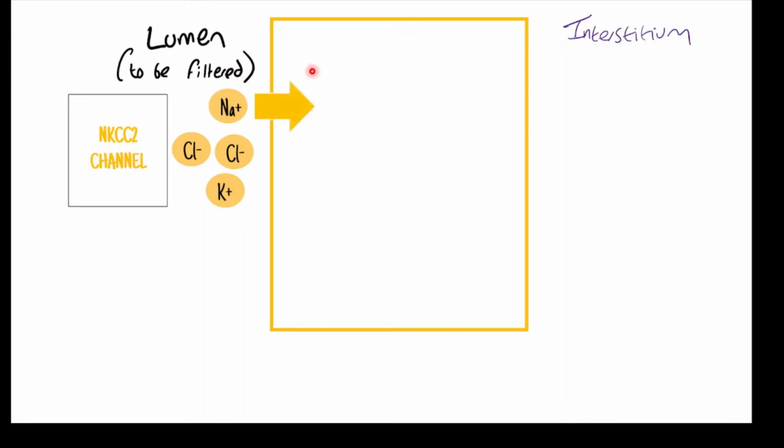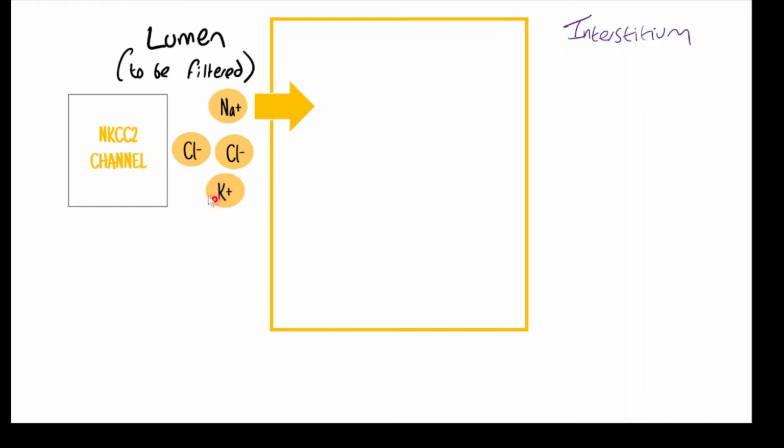Now, a general rule that you've probably realized in the PCT video is that if an ion is taken up from the lumen on one side, there generally has to be a corresponding channel on the other side. However, for potassium, it's a little bit different.